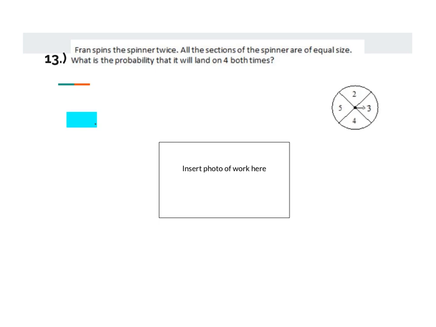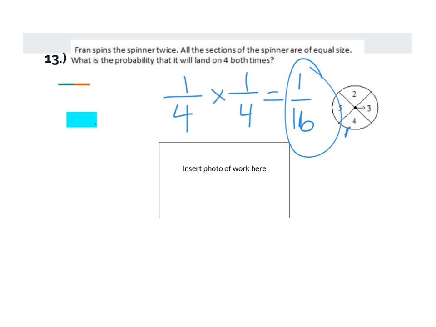All right, Fran spins the spinner twice. All of the sections of the spinner are equal sides. What's the probability that it will land on a 4 both times? So we're doing it twice. Let's talk about the first time she spins it. Well, there's 1 four out of a total of 4 numbers. So 1 favorable outcome out of 4 possible outcomes. And then the second time she spins the spinner, they also want to know what's the chance it'll land on a 4. Again, that's 1 out of 4. So we would multiply. 1 times 1 is 1. 4 times 4 is 16. So the chance of her spinning a 4 and then a 4 again would be 1/16.